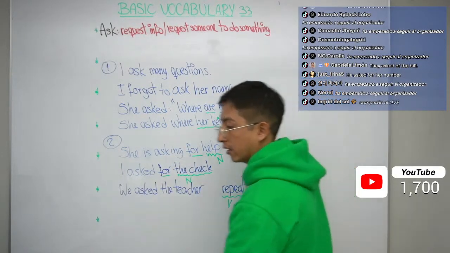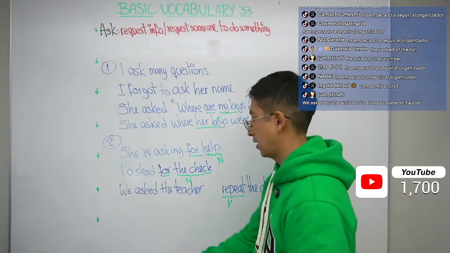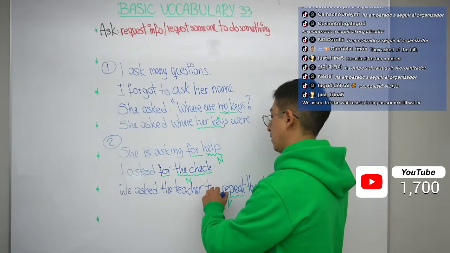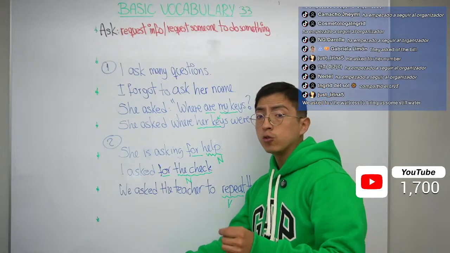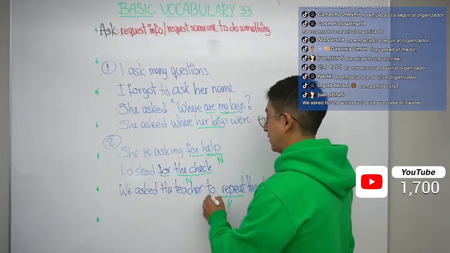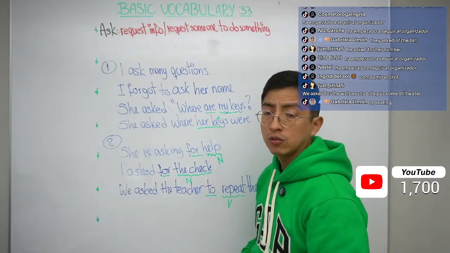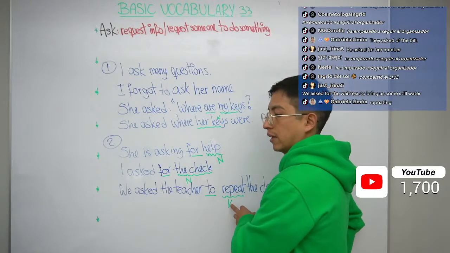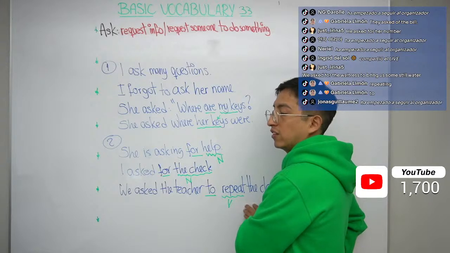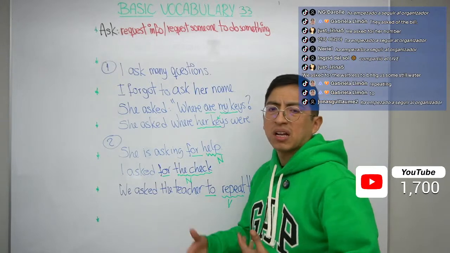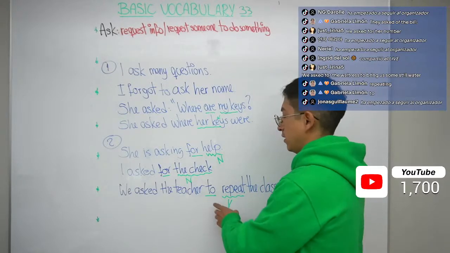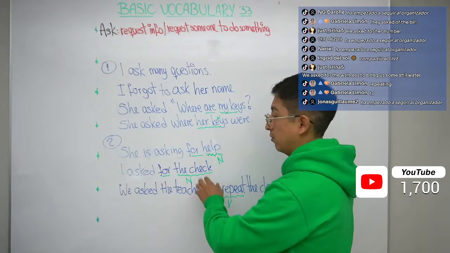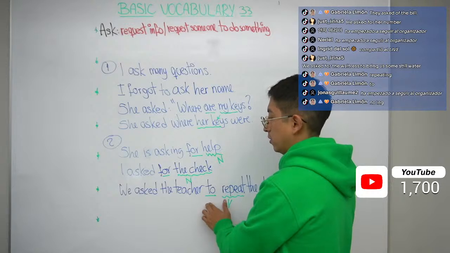For help, for the check, for directions, we can also say that. He asked for directions. What is the correct preposition here? Now, we're going to use "to." So, again, this is the preposition that you need to use. They ask the teacher to repeat the class or to explain the class more. So to repeat, to explain the class again. So remember, we are using "for" and we are using "to."